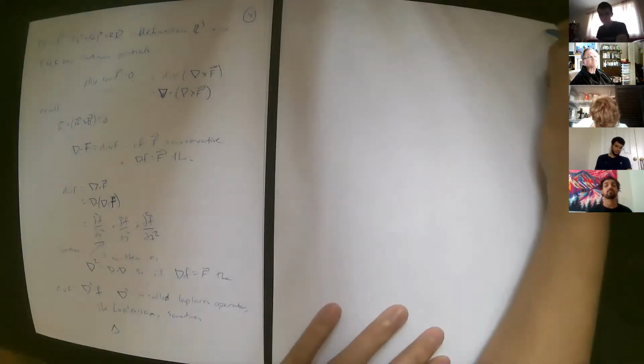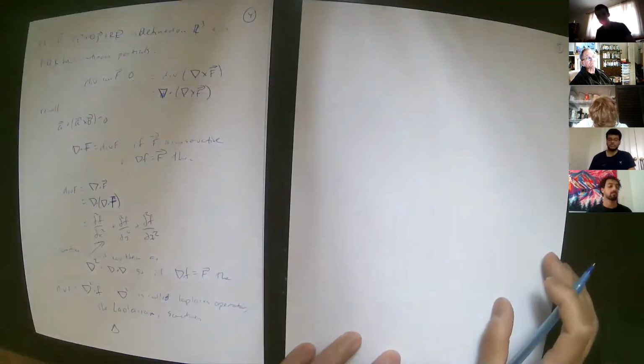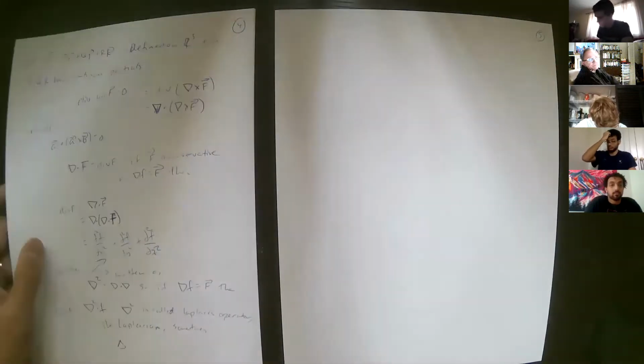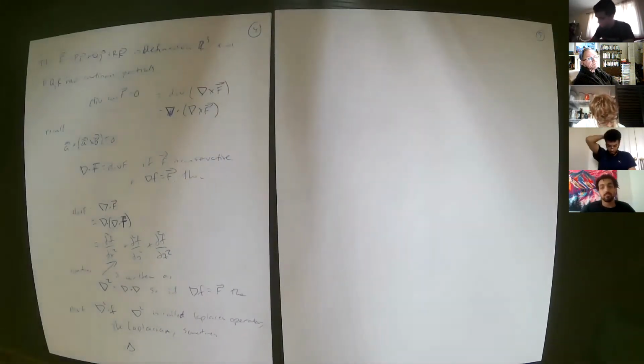So lastly, we're going to talk about Green's theorem in relation to these things. So like I said, we're going to reframe Green's theorem in terms of divergence and curl. And we're going to move forward with that when we talk about all of our other theorems.